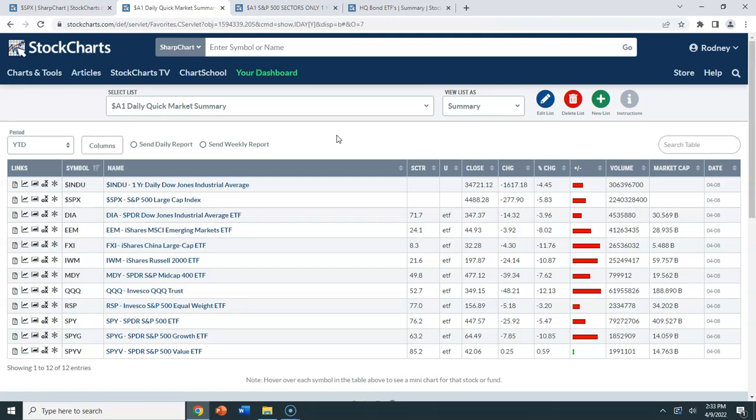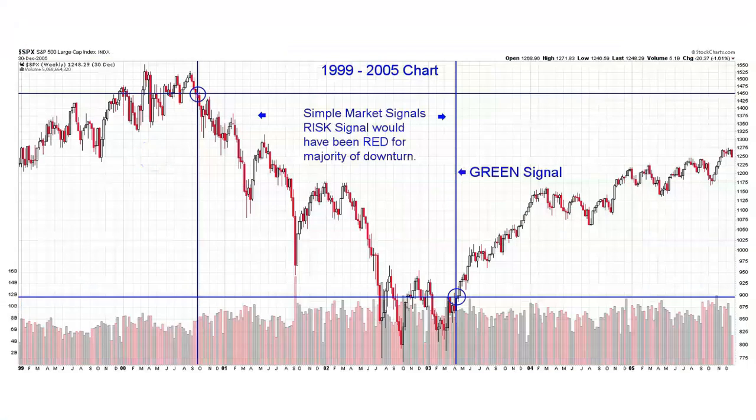You're going to understand exactly what I'm talking about. Now let's go back and take a look at how simple market signals could have helped you in the bear market that started in 2000 and ended in 2003. And then next we'll take a look at the bear market that started in 2007 and ended in 2009. So in 2000, you can see that the risk signal, the market mode signal, would have turned red right here at approximately 1450 on the S&P 500. The market mode signal would have been red through the majority of this downturn, and then turned green right here just under 900 on the S&P 500.